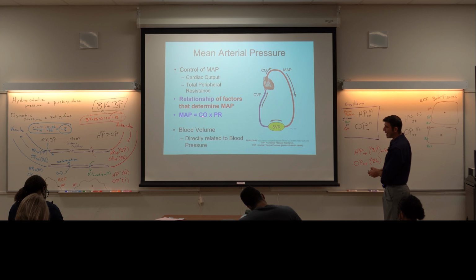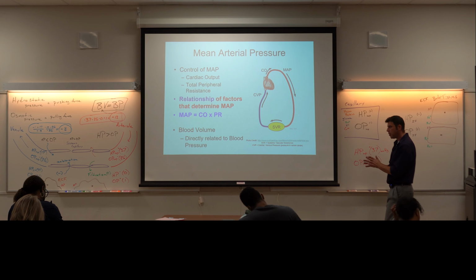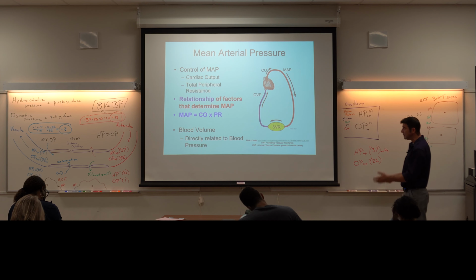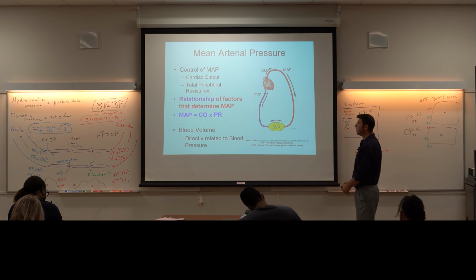It's affected by cardiac output. We talked about that last time. Cardiac output was how fast the heart beats and how much volume the heart pumps per beat. So it was beats per minute and volume of blood per beat that make up cardiac output. This mean arterial pressure is going to be a factor of cardiac output and then peripheral resistance.